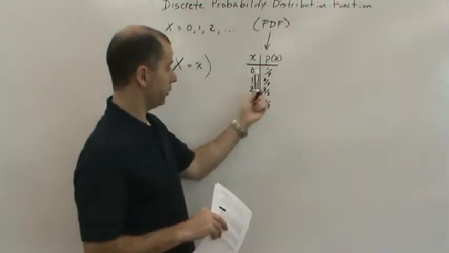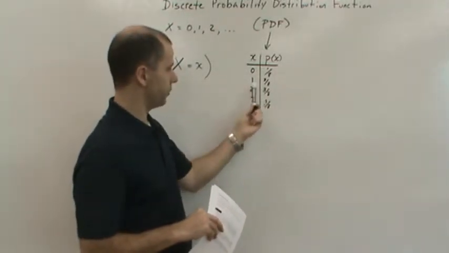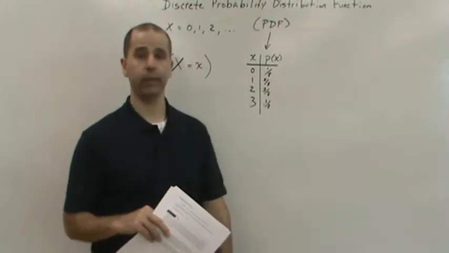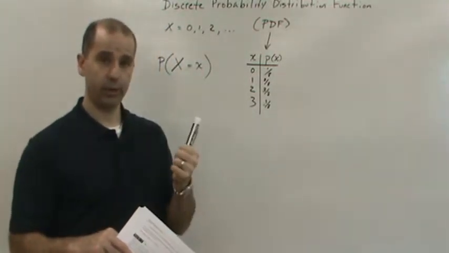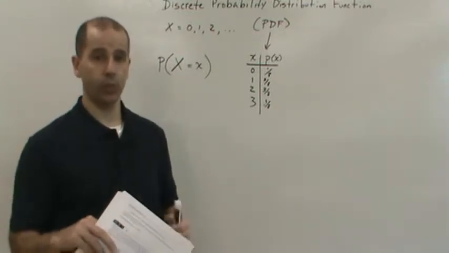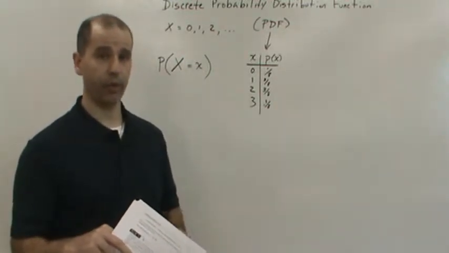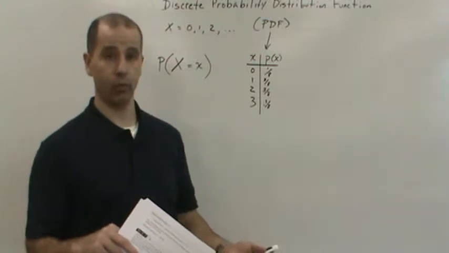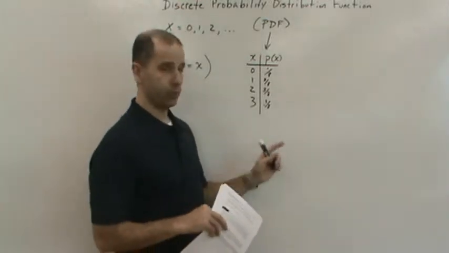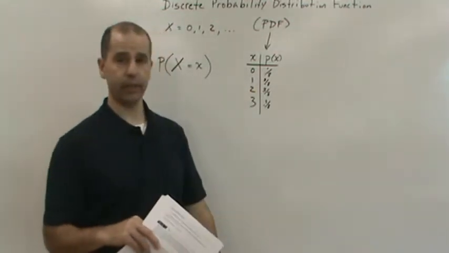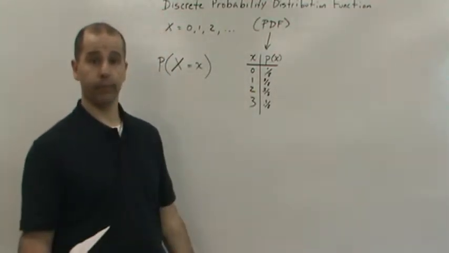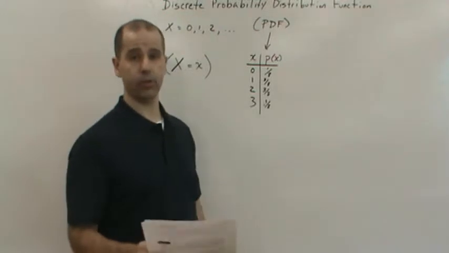Now, if we look at all the corresponding probabilities for each one of those outcomes, all of the probabilities are between 1 and 0. So we don't have any negative probabilities, and we don't have any probabilities bigger than 1. So they're all between 1 and 0. And if you add up all of these probabilities, they add up to 1. So this is a valid probability distribution.